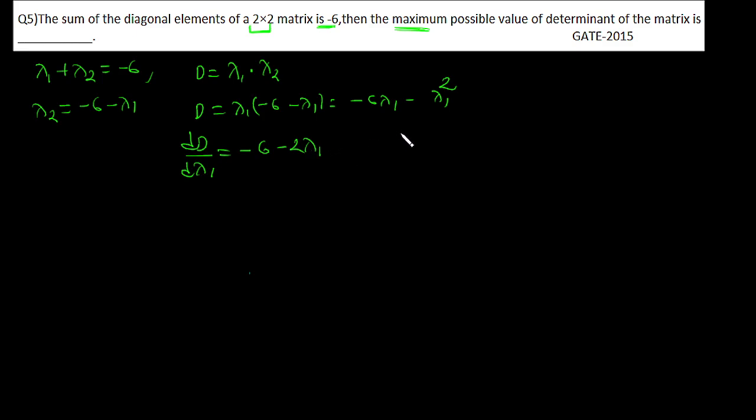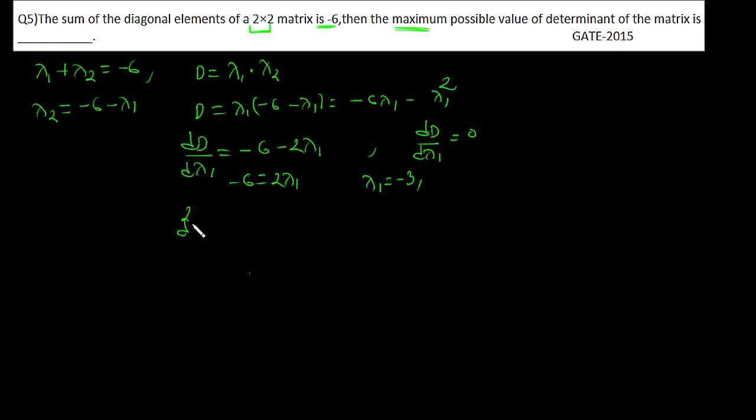Now we want to find the stationary point. So we have to equate this del D by del lambda 1 equal to 0 for the stationary point and find the value of lambda 1 from here. So we can say minus 6 equal to 2 lambda 1. So here we get lambda 1 will be minus 3. Now to make sure that this stationary point corresponds to the maximum, let's differentiate this equation again.